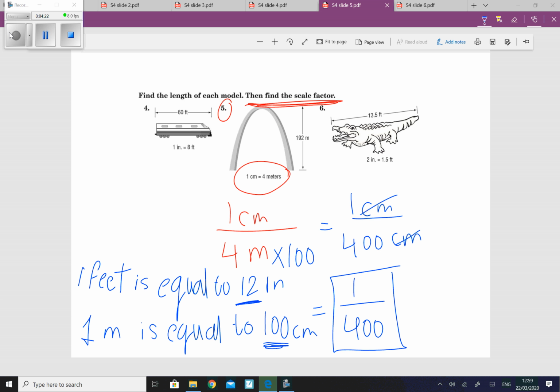So to sum up, what are we going to do? We are going to take the scale and divide the numbers by each other, like here, and then convert the units to be the same. I will convert the meters into centimeters. It's going to be times 100, so it will be 400, and then I will cancel the units. That's the scale factor.